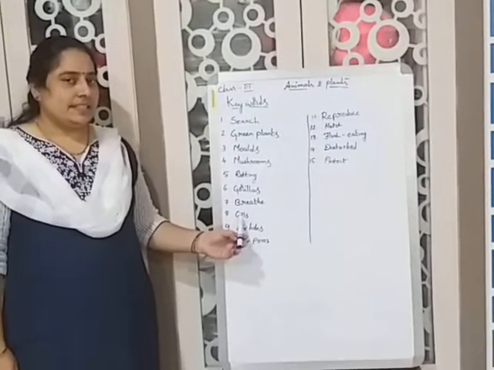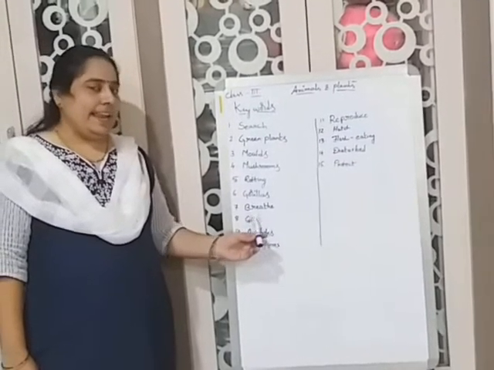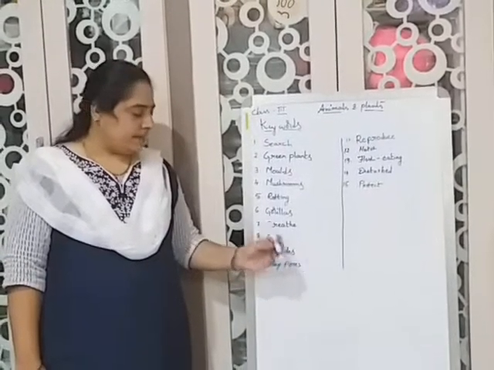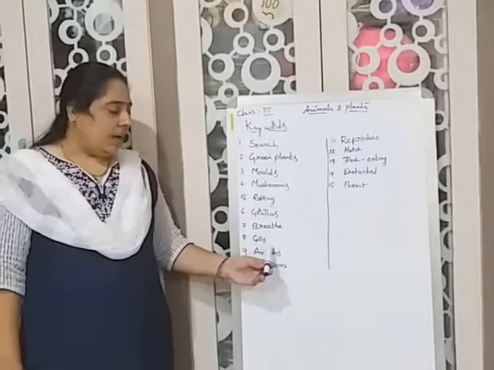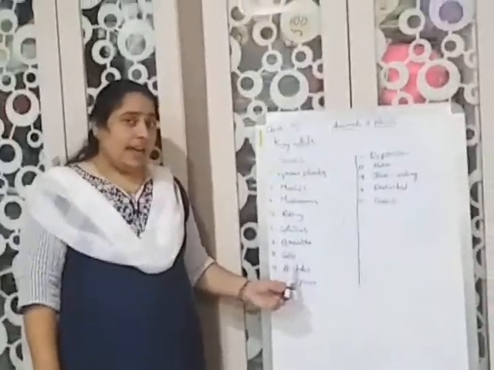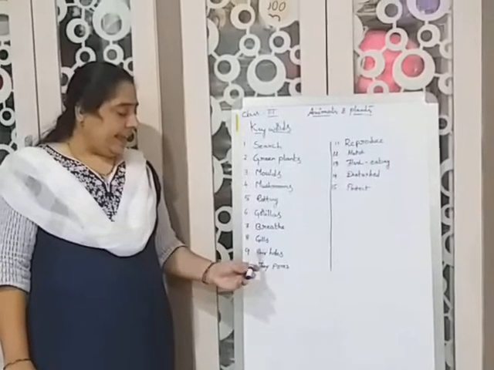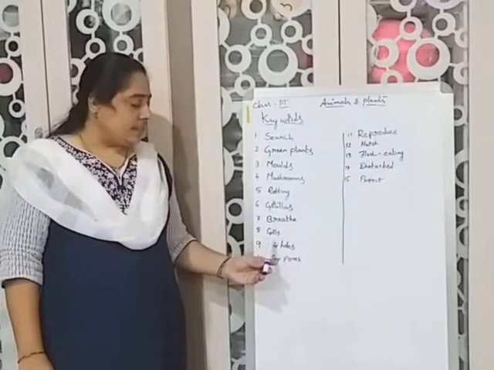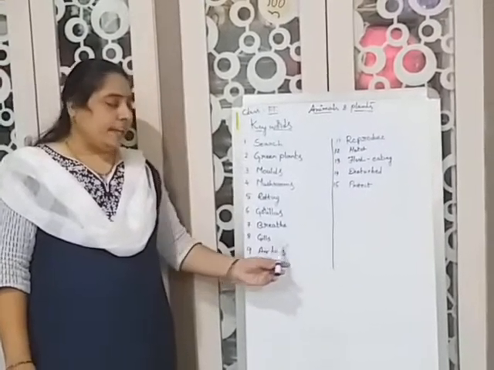G-I-L-L-S. Gills. Fish breathe through gills. Air holes. A-I-R-H-O-L-E-S. Air holes. Small insects like ants will breathe through air holes.